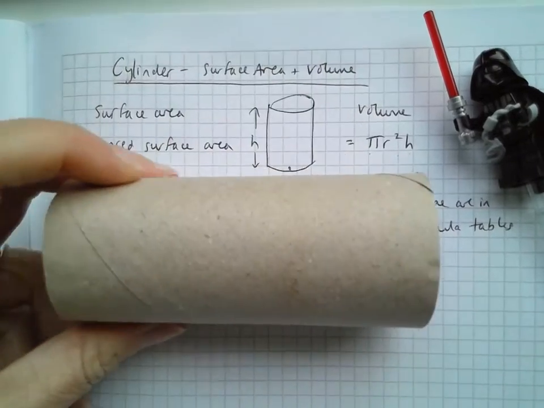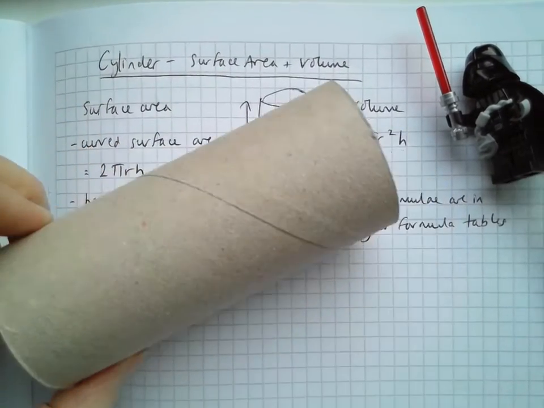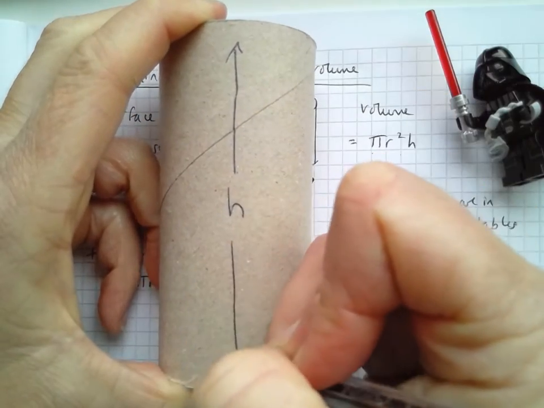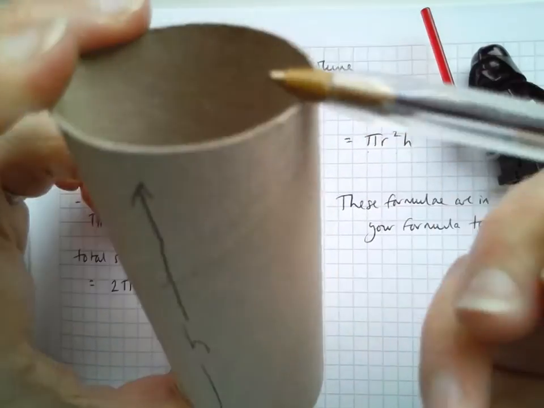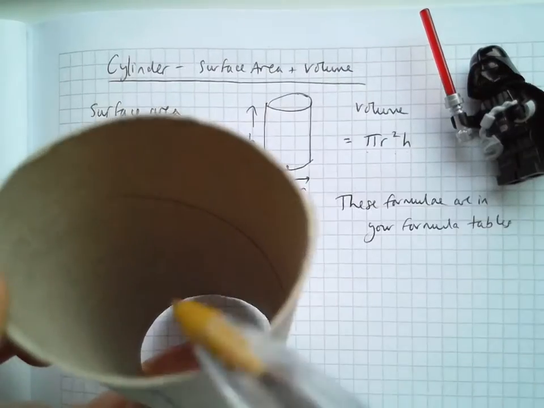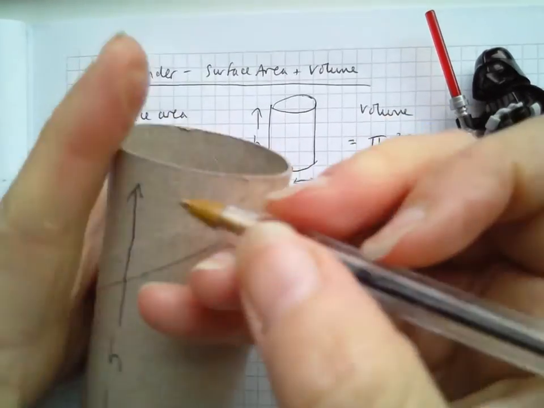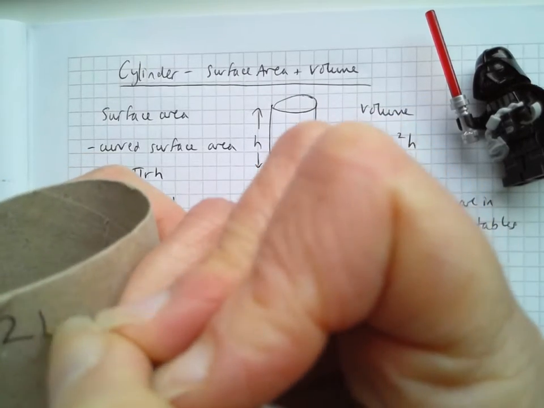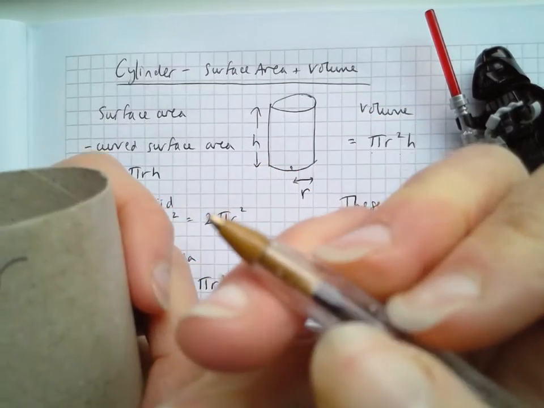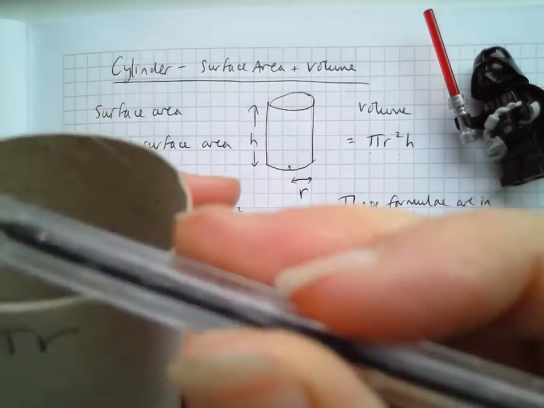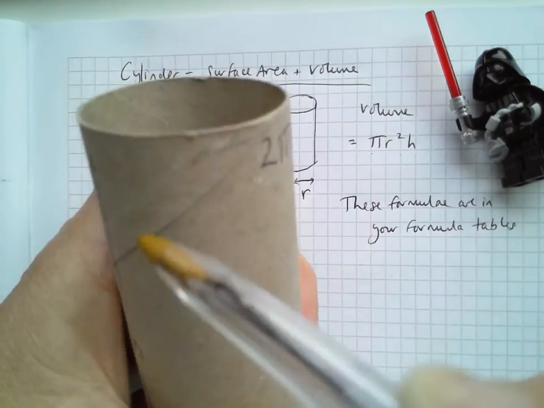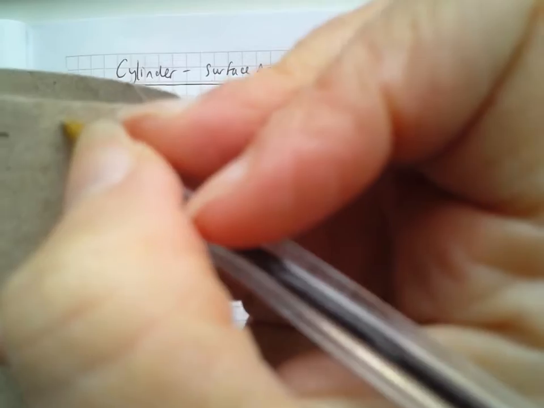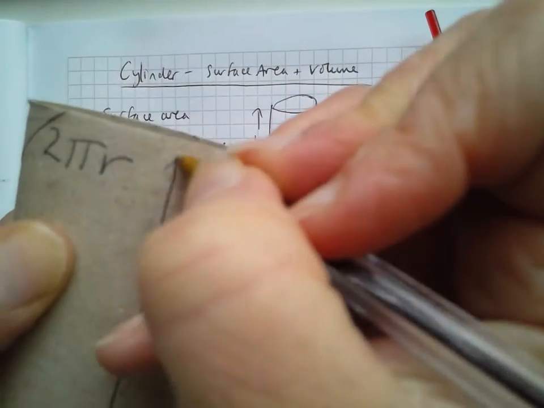Here's our cylinder. As you can see, this is the height, and the radius would be this distance here from the center to the edge. This is a circle at the top, so of course the length of this circle is going to be 2 pi r. So the height is there, and the length is 2 pi r.